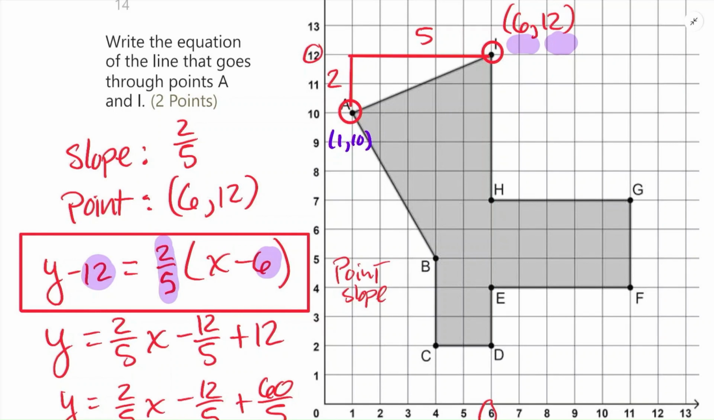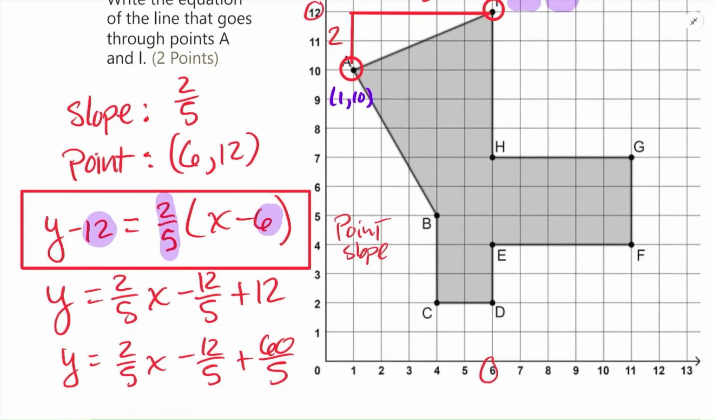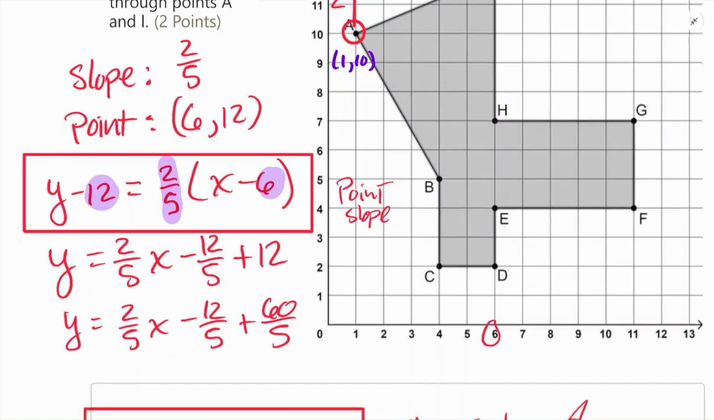I did transform it into slope intercept form. It's fine if you leave the equation like that, but it's a little difficult for me to check, so I do appreciate slope intercept form. So I added 12 to both sides. You can see that. And then I did distribute this 2/5 to the x. So I got 2/5 x.